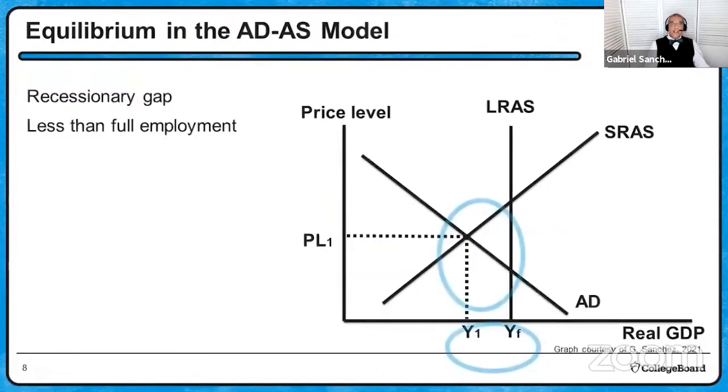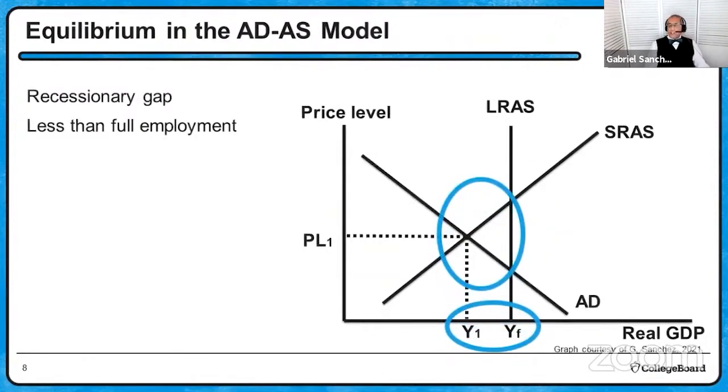The second point of equilibrium we can be in is in a recessionary gap, or the economy is in a recession, and we are less than full employment. One way I always remember this little tip is we are to the left of the long run and we are less than full employment. So keep your L's. We're to the left, we're less than the long run. And as we can see, Y1 is to the left of YF, which is full employment.